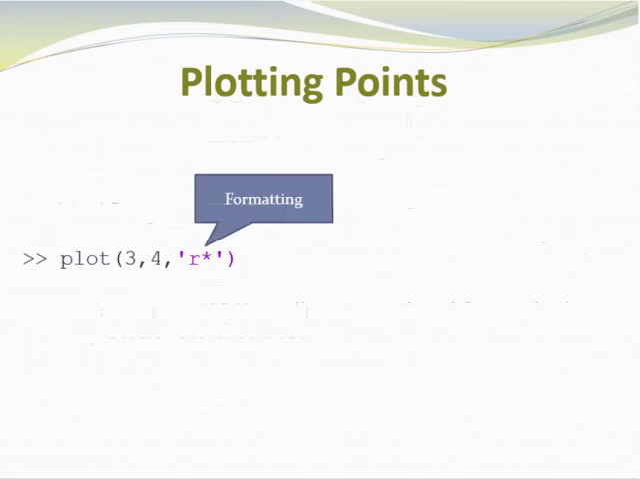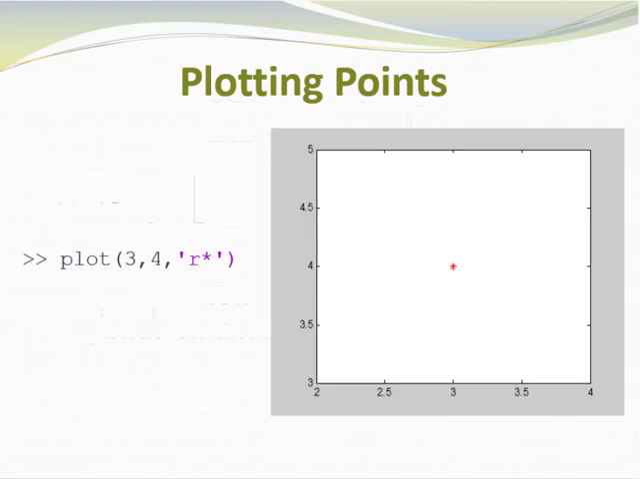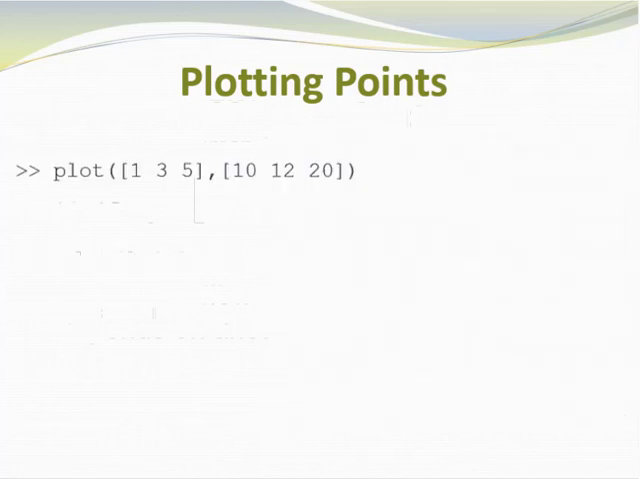Finally, the third argument is formatting, and the r here means red. The star means that I want my data point to appear as an asterisk. So if I were to run this command in MATLAB, that's what I get, a point at 3, 4, and it's a red star.